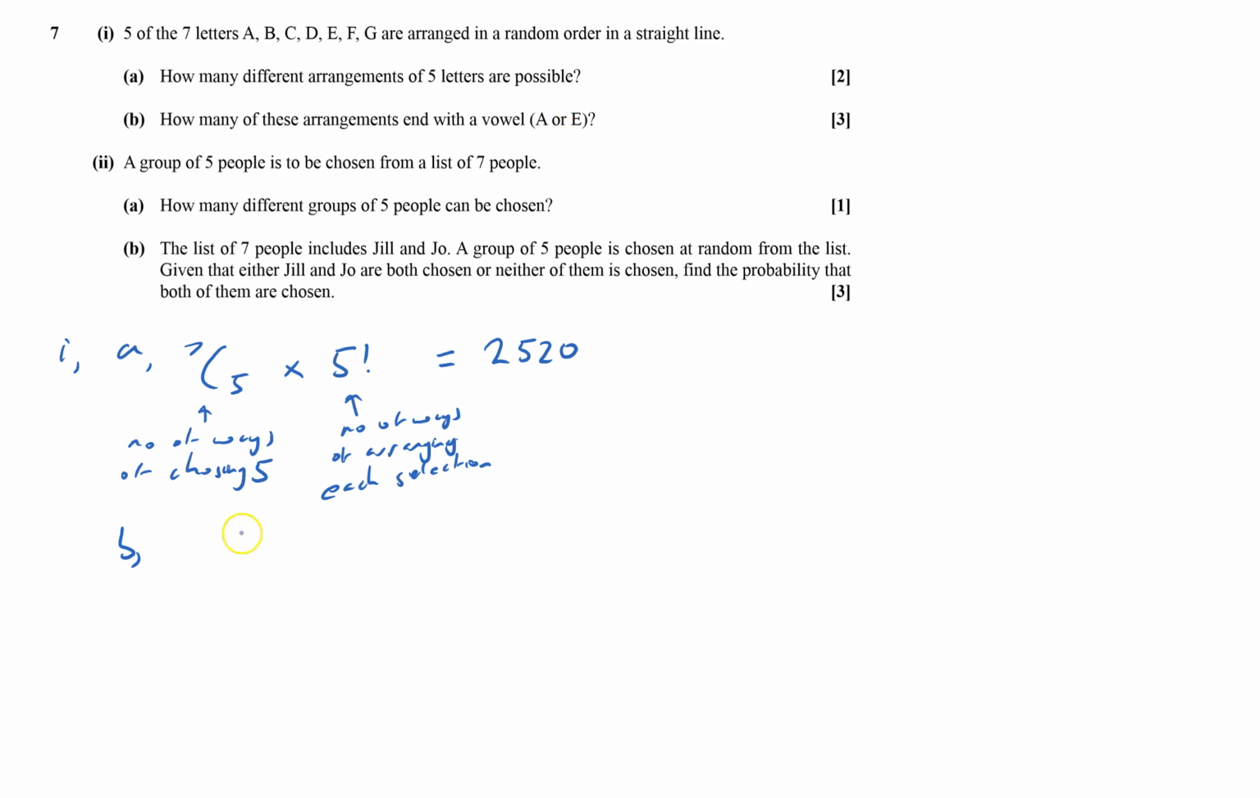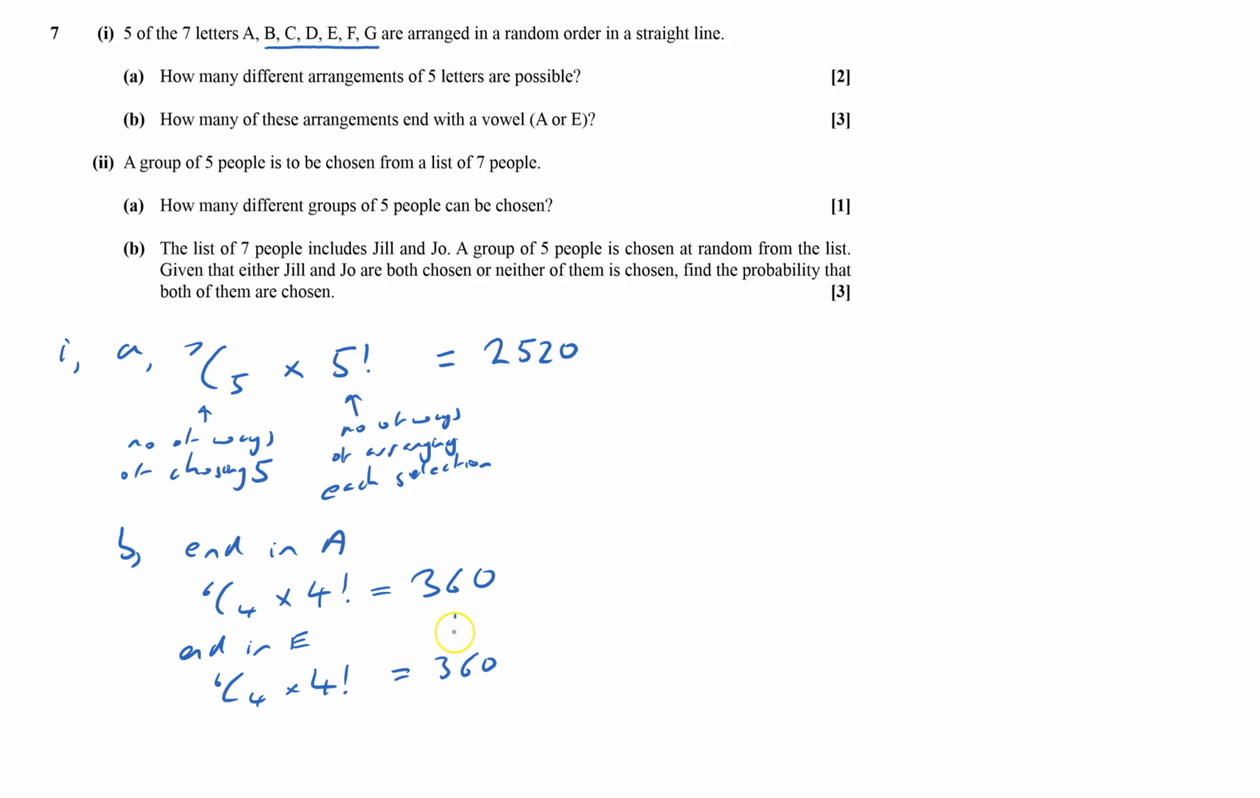Well, I've done it now pretty much. So end in an A? Well, that means if it ends in an A, I've only got 6 other letters, and I've got 1 letter already, so I don't have to choose 4 of them. So I'll have 6C4 times by, but those selection of 4 could be arranged 4 factorial different ways, and that equals 360. And end in an E will be 6C4 times by 4 factorial, which also equals 360.